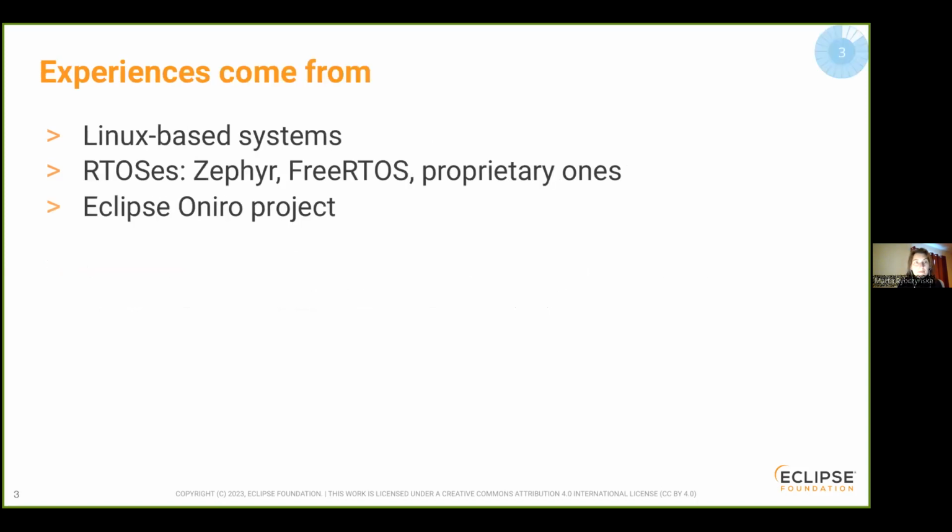Now, the experiences I'm sharing with you today come from various systems I have been working on in the past. Mostly Linux-based systems, but also RTOSes like Zephyr, FreeRTOS, and proprietary ones, and the recent experience in distribution making in the Eclipse Oniro project.